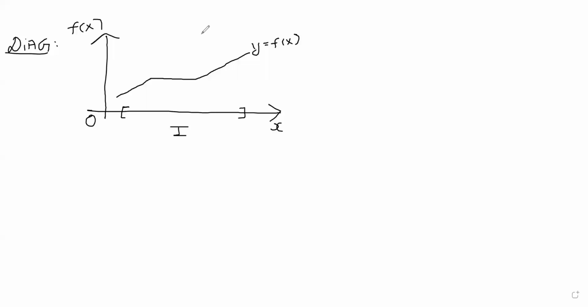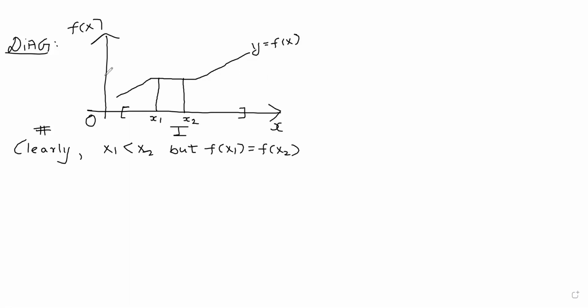You can clearly see in this interval I, if I take 2 points here, x1 and x2, clearly, what do you see from the diagram? x1 is less than x2, but f of x1 is exactly equal to f of x2.